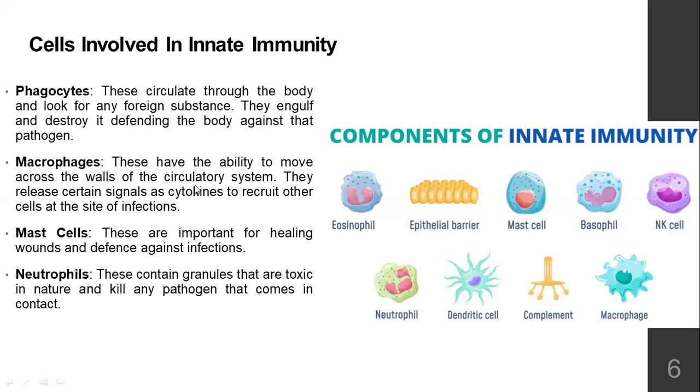The neutrophils contain granules that are toxic in nature, and they kill any pathogen that comes in contact. You can see here in neutrophil, small granules are there. Basophil, eosinophil, neutrophil, small grains and granules are there, which means they have to keep searching for a foreign particle, identify it, engulf it, and release the chemical to kill them.